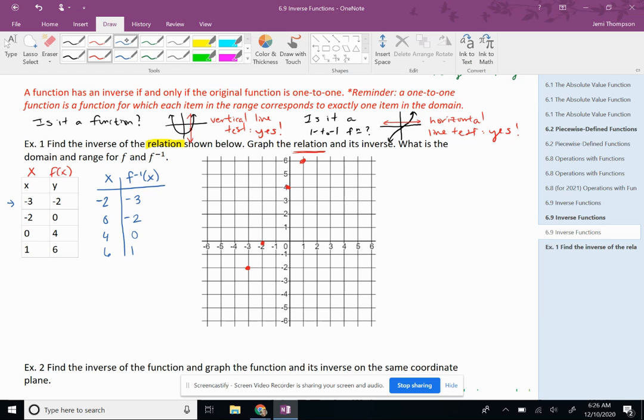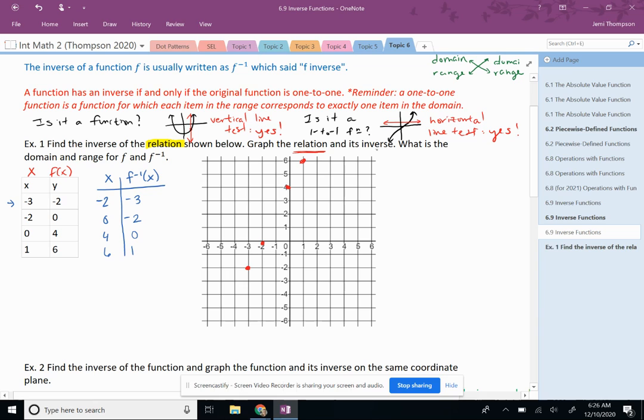So then we go ahead and we graph the inverse. So the inverse, remember every point for x and y just swapped. So instead of -3, -2, I have -2, -3. So I graph -2, -3, and I get this point. 0, -2, 4, 0, 6, 1.